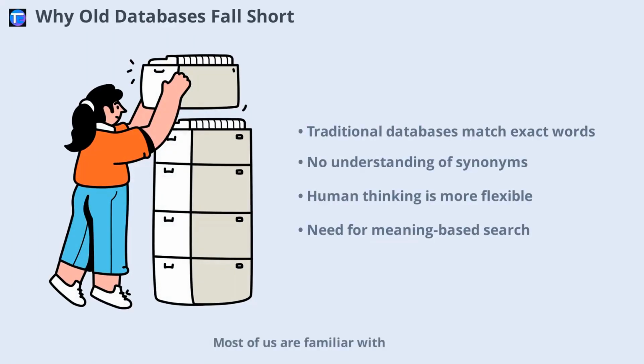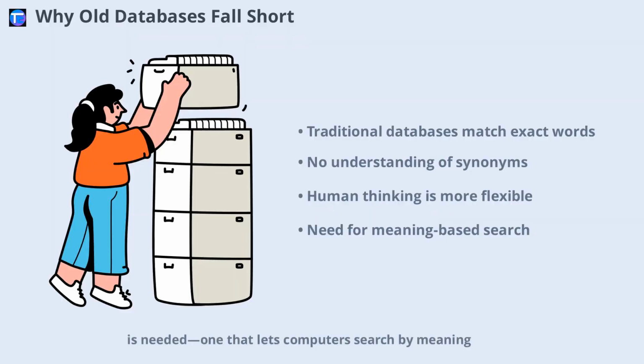Most of us are familiar with traditional databases like MySQL or PostgreSQL. They're fantastic for storing structured data in tables, think customers, products, or invoices. But here's the catch. These databases only know how to match exact values. If you search for car, but the data says automobile, you'll get nothing. That's not how humans think. We understand context and synonyms, but machines using regular databases simply don't.